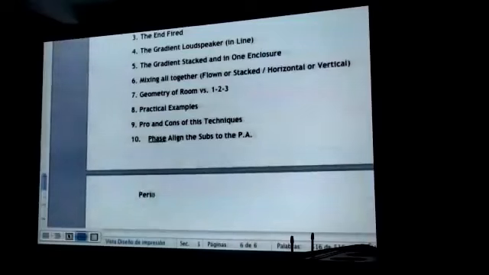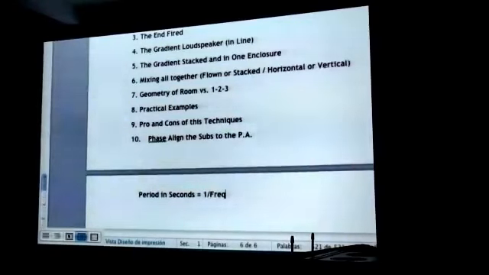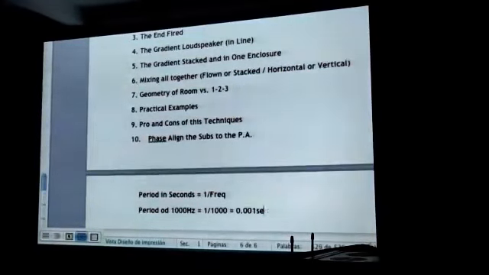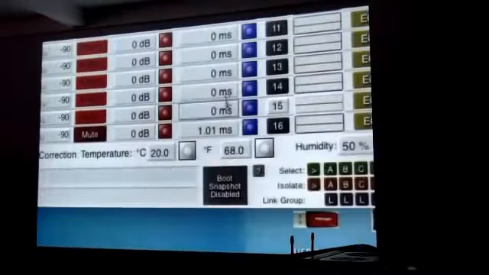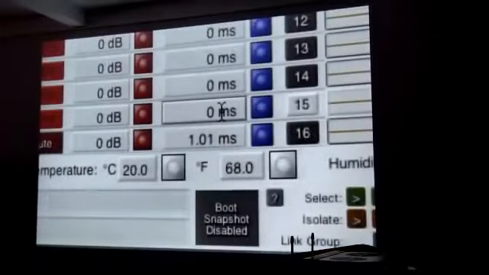Period in seconds is 1 over frequency. Then period of 1000 Hertz equals 1 over 1000. That equals 0.001 seconds. Okay, but here I have milliseconds.